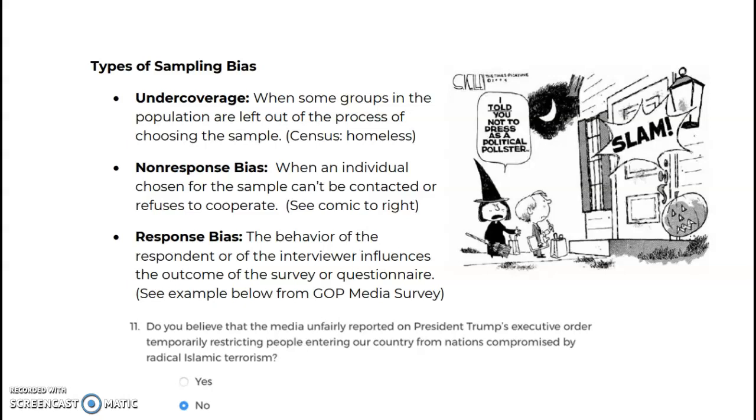And then you can read through the question below that and the comic on the page.